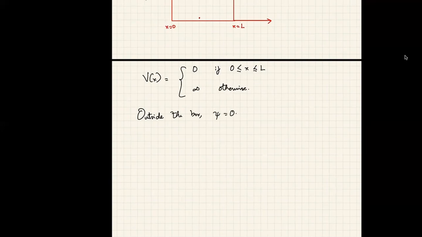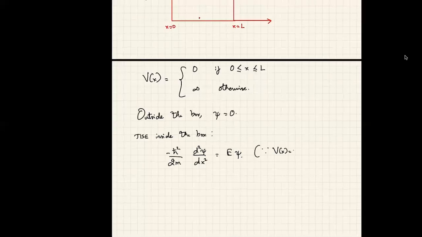Inside the box, we have to solve the time independent Schrodinger equation. What is the time independent Schrodinger equation? Inside the box, it is H psi equals E psi. H is p square over 2m, which is minus h bar square over 2m d square psi over dx square plus V of x times psi. V of x is a potential, but inside the box there is no potential, there is no force, so V is 0. This equals E psi, since V of x equals 0 inside the box.